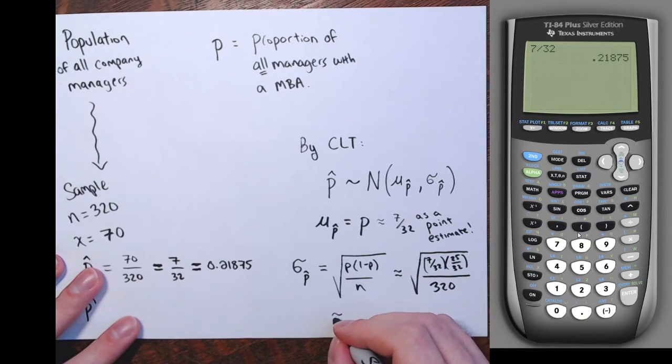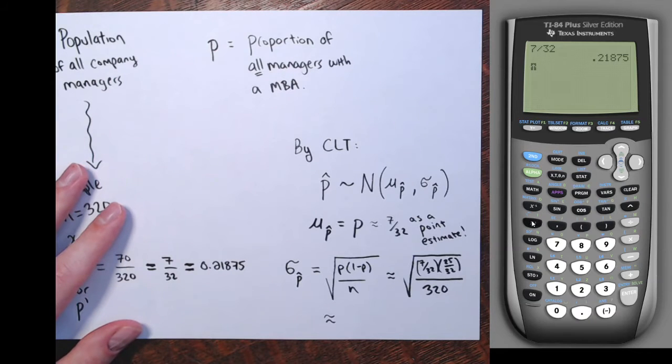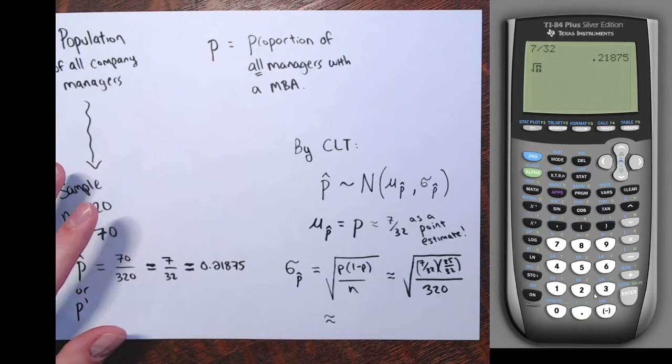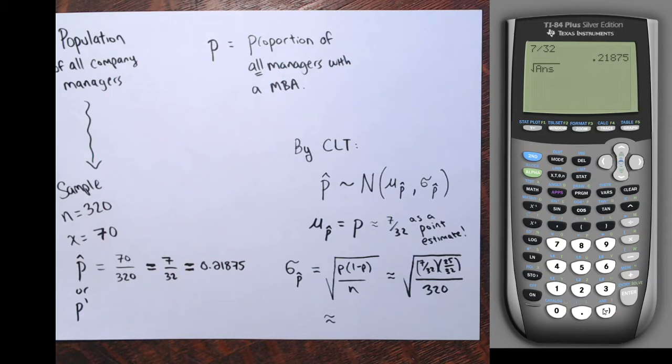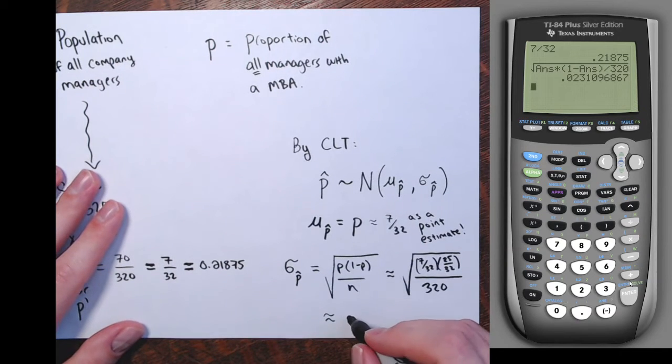So I'm going to enter that and round it. I take the square root of, and I'll just take the previous answer, that was the sample proportion, 0.21875, times, and then in parentheses, 1 minus the previous answer, and then all this divided by 320. Make sure all of that is in the square root though. So our standard deviation for the p hats is approximately 0.0231.